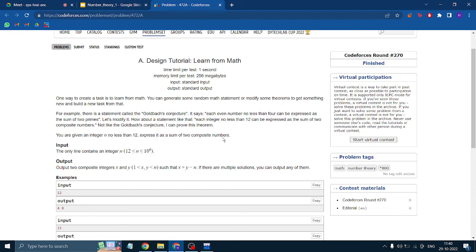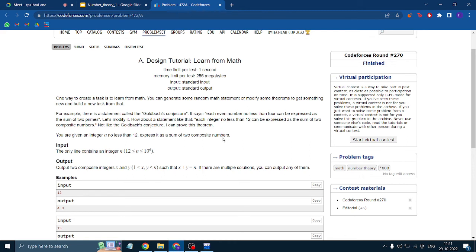So if n is odd, we can just take n minus 9 and 9 as the two numbers, because 9 is a composite number, right? And n minus 9 will always be composite because if n is odd, then we get numbers like 13, 15, 17. So with 9 we already have, then n minus 9 will be 4, 6, 8, etc. Even numbers which are greater than 2 will always be composite. So we'll have our two numbers as 9 and n minus 9.